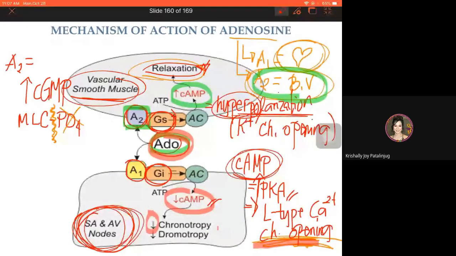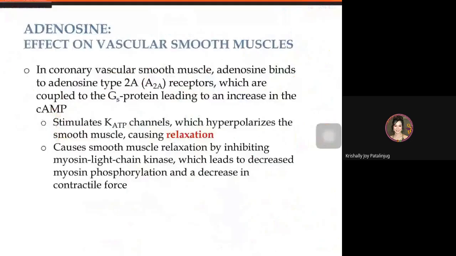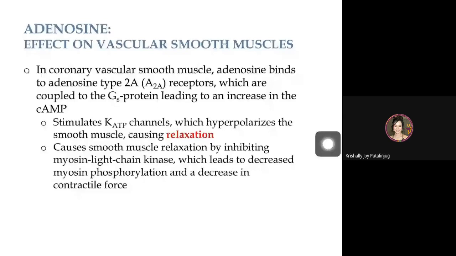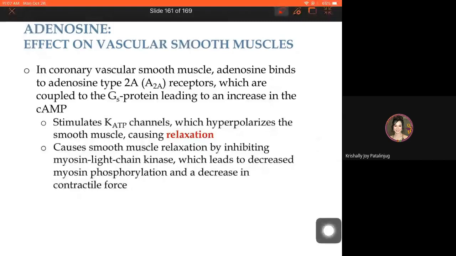So for the preceding slide, ito yung na-discuss na natin. For example, sa vascular smooth muscles, si adenosine, it binds to adenosine 2 receptors. I-recall kanina, kapag nag-bind siya sa adenosine 2 receptors, there is opening of potassium ion channel causing hyperpolarization resulting to relaxation. And isang effect din niya upon activation of adenosine 2 is inhibition of myosin light chain kinase. Thus, less phosphorylation, thus relaxation din yung effect.